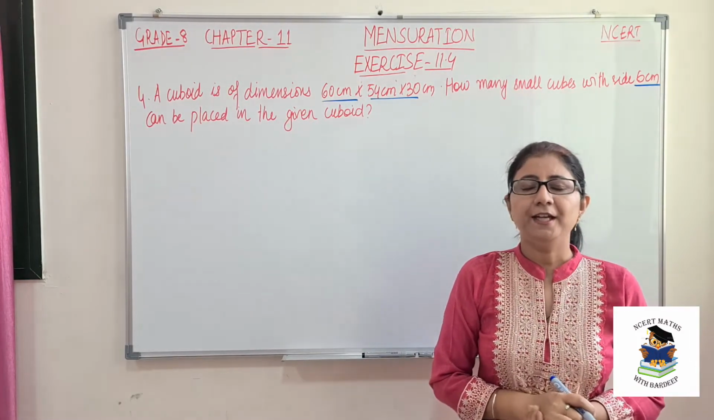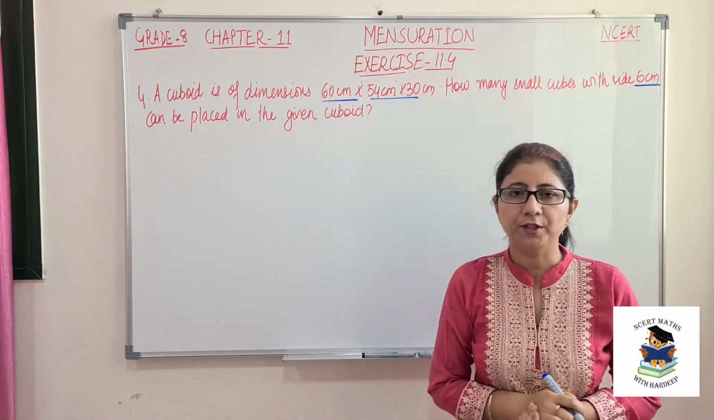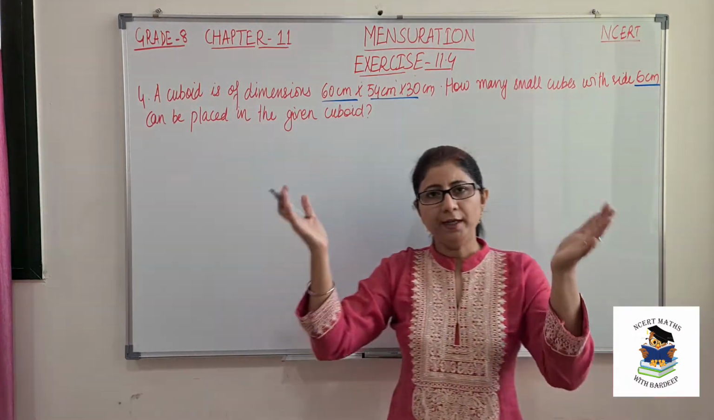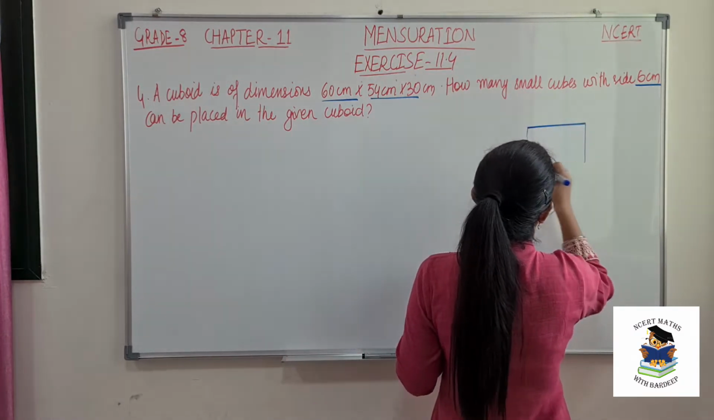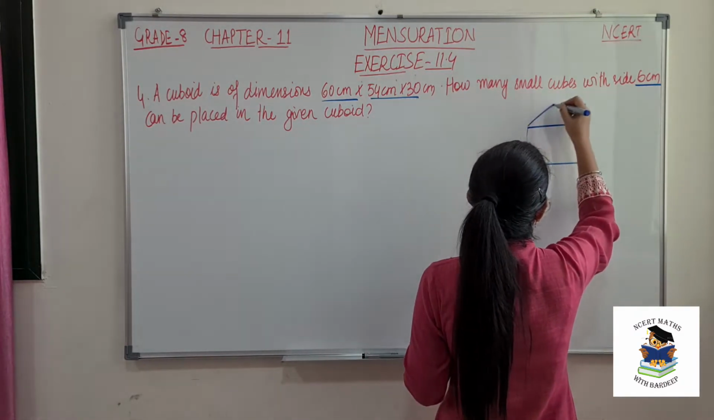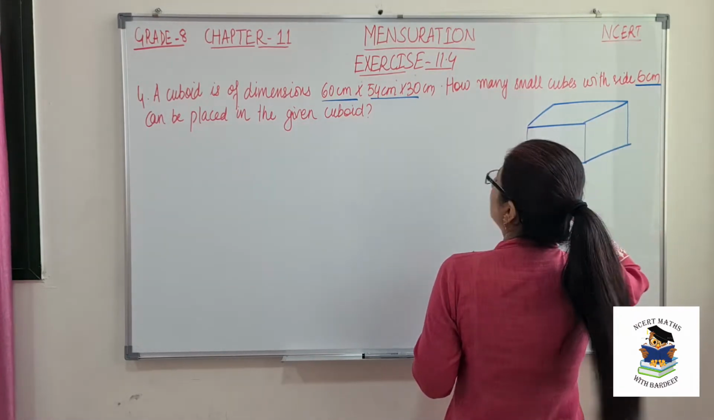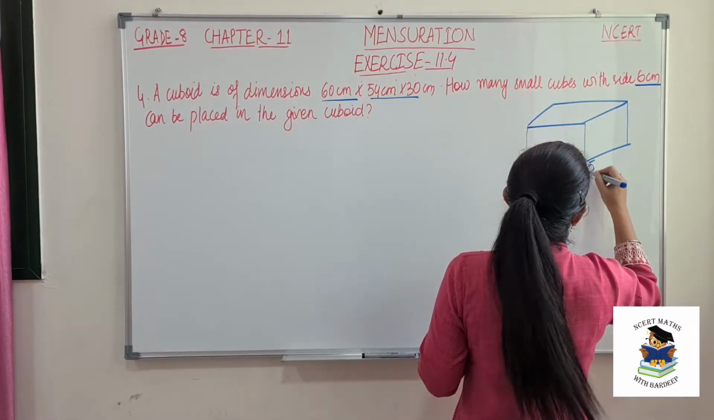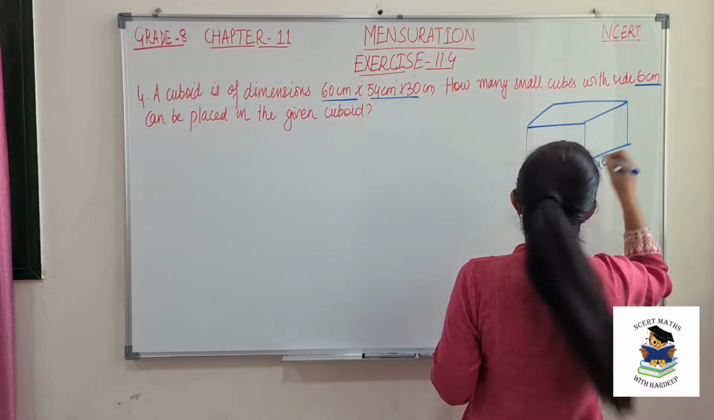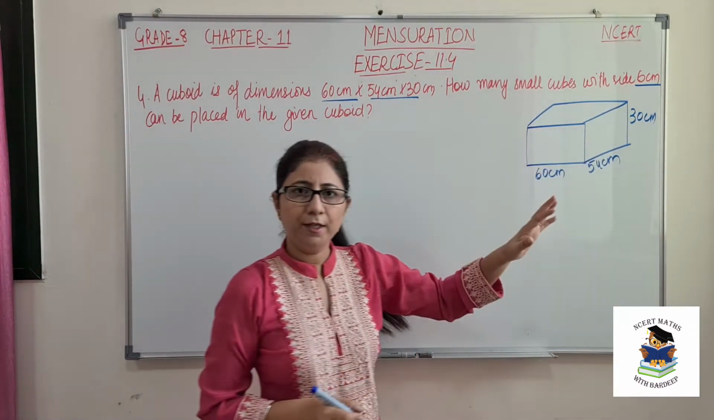First, let us decide whether we should find volume or surface area of the cuboid. Again, one cuboid is given. So, let's make this first. One cuboid is given having few dimensions. This is 60 centimeter, 54 centimeter and 30 centimeter. Okay, so this cuboid is given.